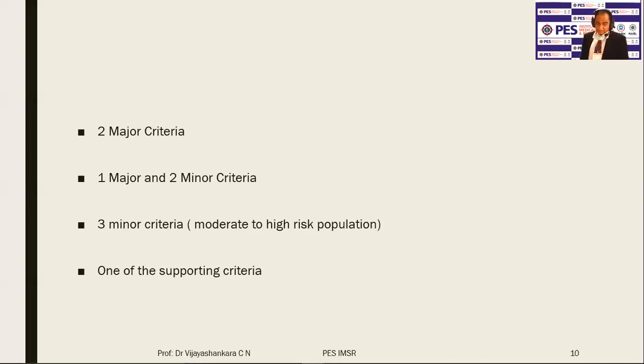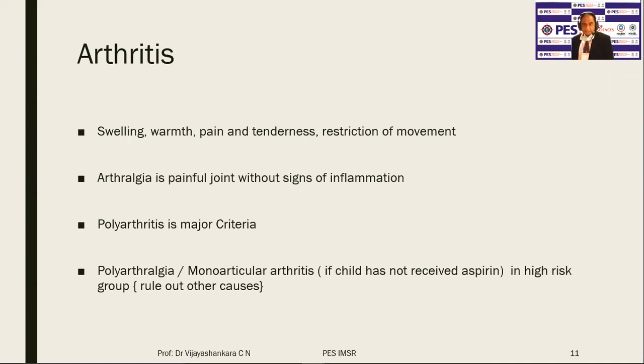And plus, one of the supporting criteria must be present. With all these, one of the supporting criteria should be positive. So it is two major criteria plus supporting criteria, one major, two minor criteria plus supporting criteria, or three minor criteria plus supporting criteria. That should be the inference when you look at the Jones criteria.